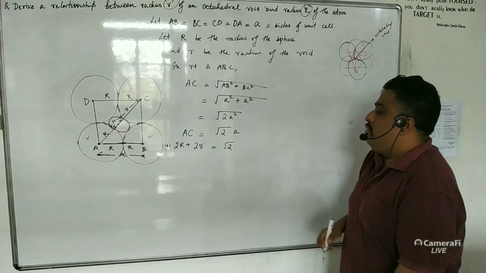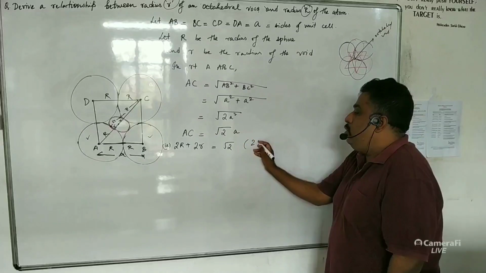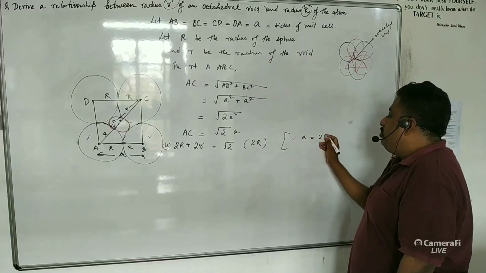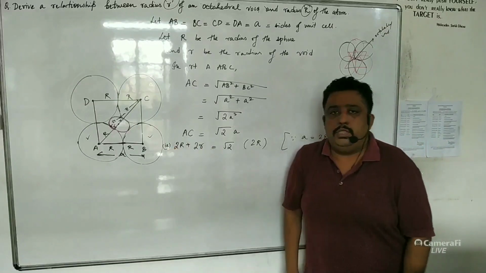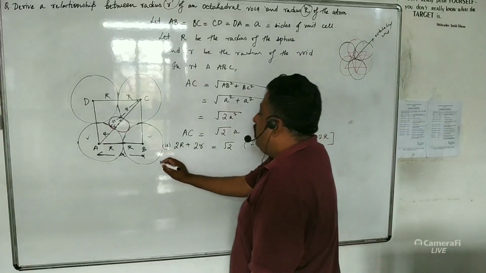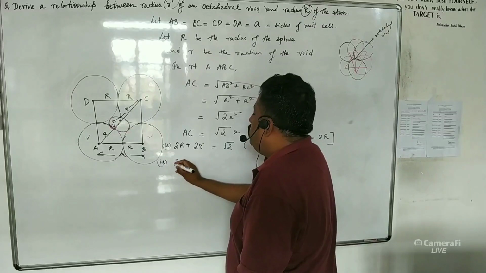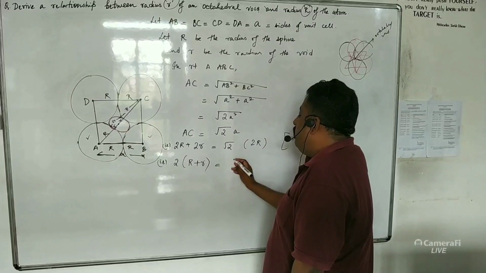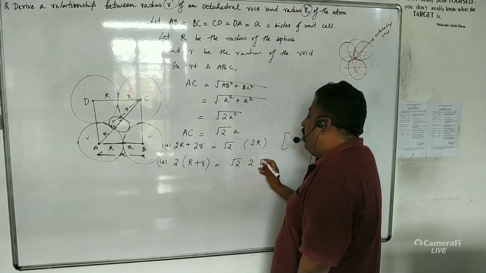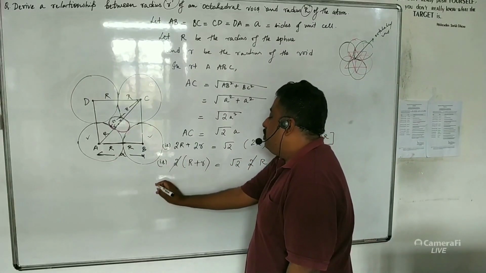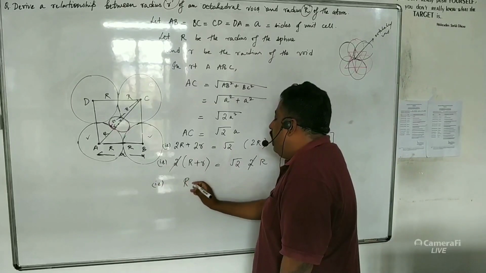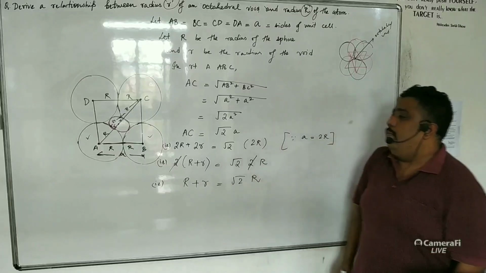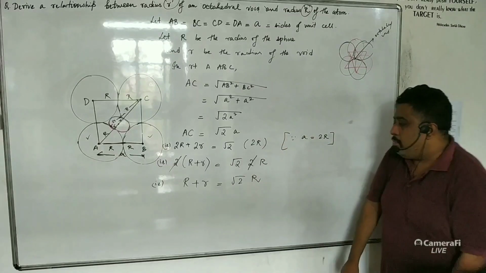And you know, A is what, बच्चों? A आपका होता है 2R. Since A equals 2R, you can see from the geometry there. Now I'll take 2 common. I'm getting R plus small r. Now root 2 times 2R, the 2 goes. What comes? R plus r is equal to root 2 R. I hope you are clear. Please copy down up to here.